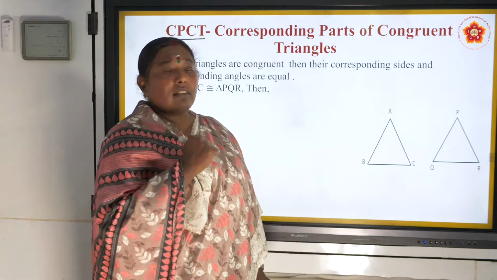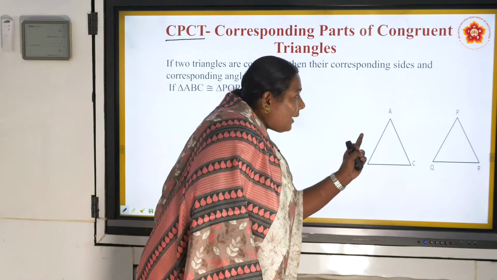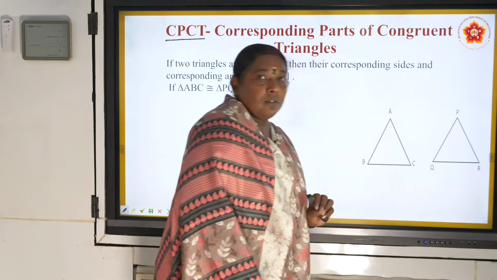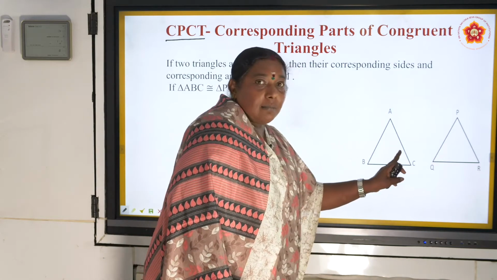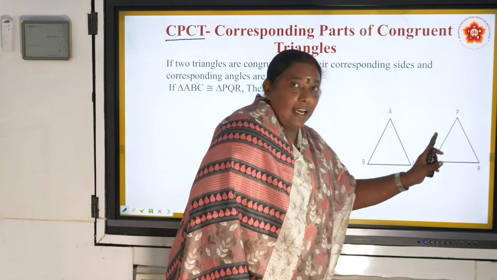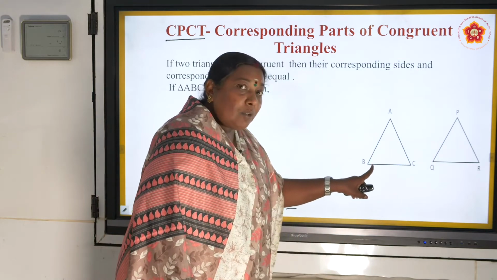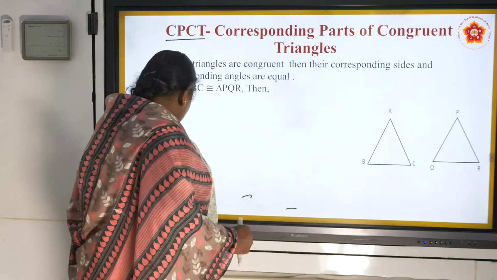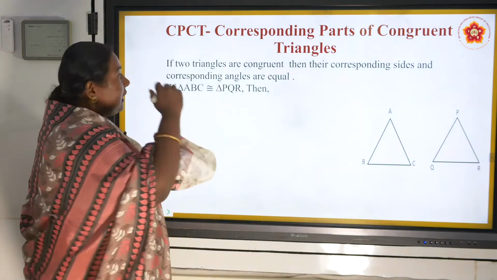What is meant by corresponding? If AB is here, I am going to take the same side, PQ. Next, if I am taking AC, I am going to take PR. If I am taking BC, I am going to take QR. That is called corresponding parts. Okay? So let us see.